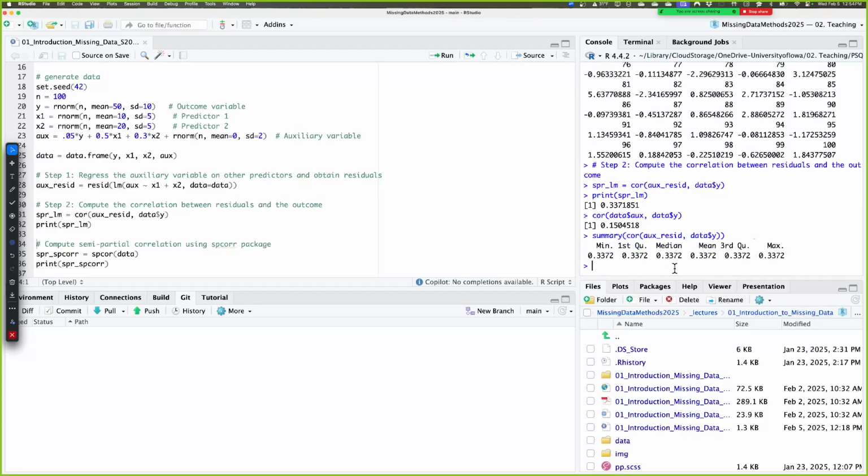Nope. There we go. Didn't do much good at it, did it? Anyway, but let's imagine this 0.33 was significant. We would want to include auxiliary in our analysis. That's what's telling us. Questions on any of that?